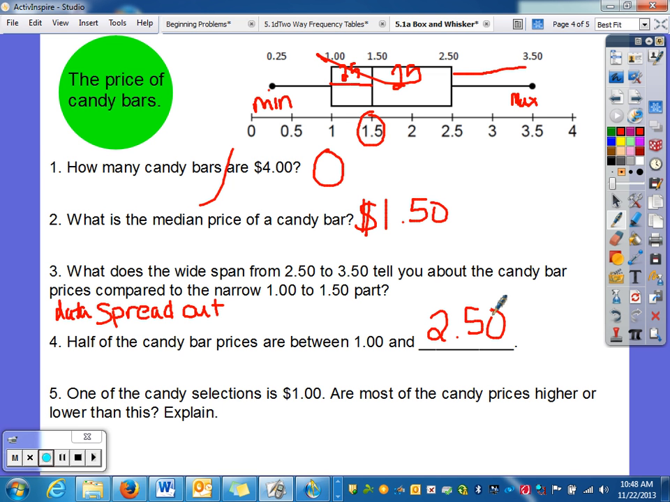Alright. So then if one candy bar was selected, to erase some of this, if one candy bar was selected at $1, are more of the candy bars higher or lower than this? We'll notice it's only 25% is here, so there is more. So it should be higher. Right.